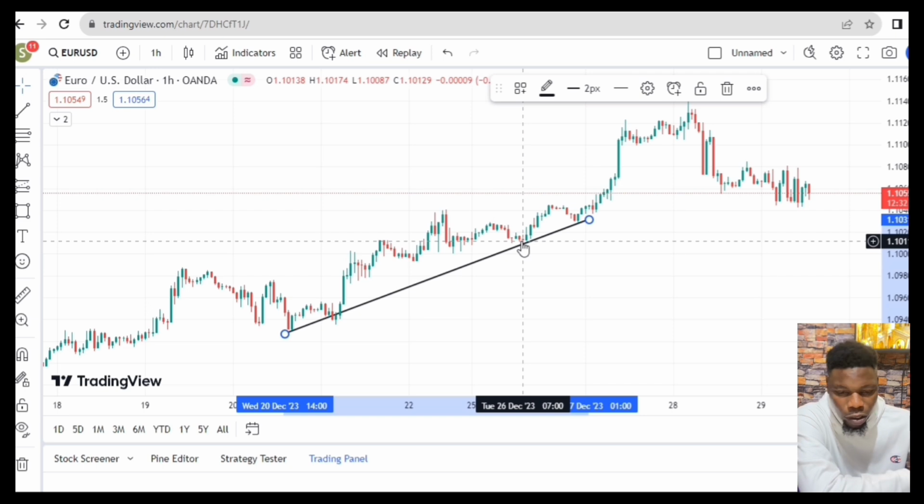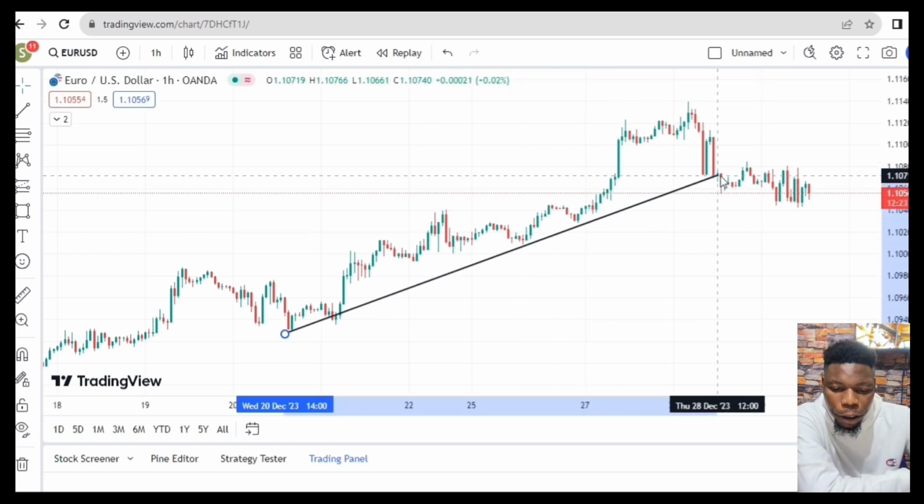But mind you guys, after 4 to 5 touches or thereabout, you should be expecting a break. You understand? In most occasions, you should be expecting a break. So this is how to draw a trend line. Just match it up.